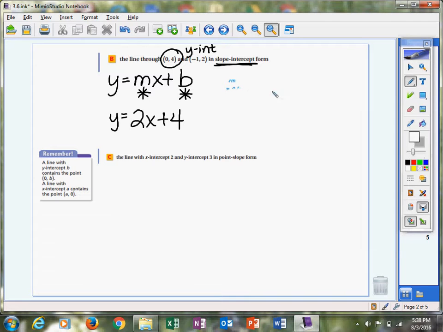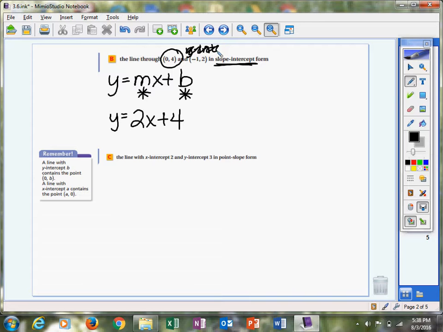Sometimes the book gives you too many hints, and I want you to use your brain and not just rely on everything that the book says. All right, so here's another way you could have done that. You could have said, well, I don't recognize that this is the y-intercept at all.